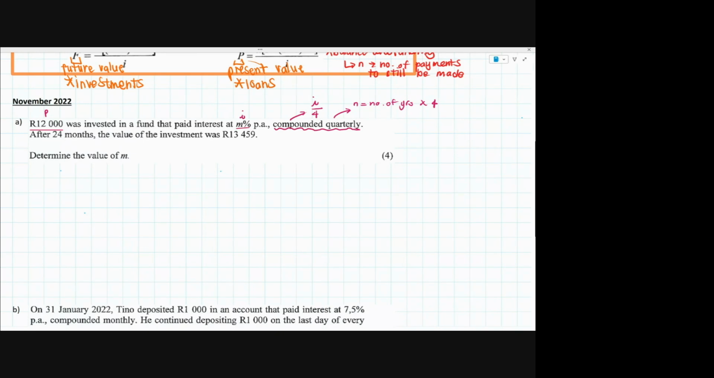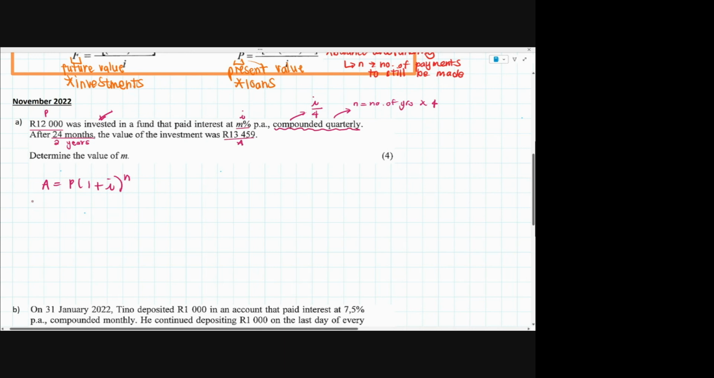It then goes on to tell me after 24 months, so this is quite useful because it now gives me an indication of time. 24 months, remember, is 2 years. The value of the investment was 13,459. So this is my A value. Now, guys, whenever there is compounded quarterly, compounded annually, monthly, whatever, you're using the compound interest formula. Because this is an investment and not an item that has depreciated, you're going to use the normal compound interest formula.